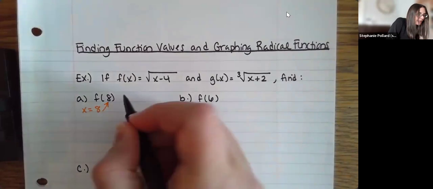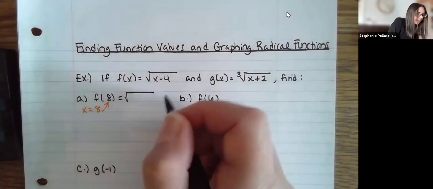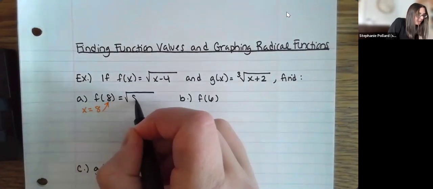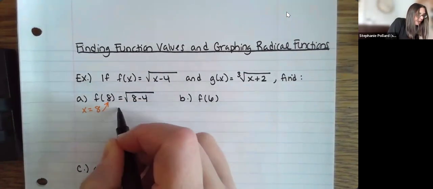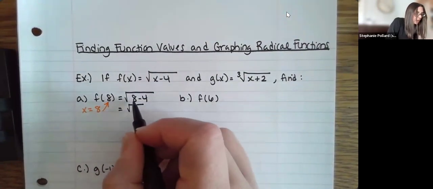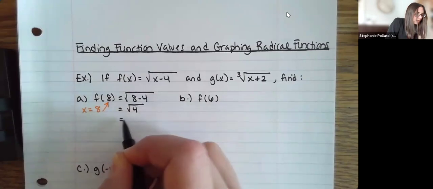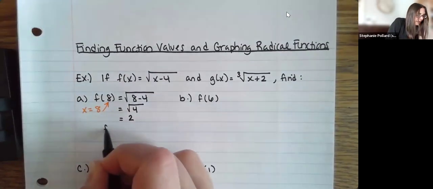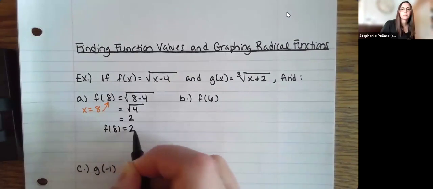So I'm going to take that function and replace the x with 8 instead. And then I'm going to simplify. 8 minus 4 is 4, and the square root of 4 is 2. So f of 8 is equal to 2.